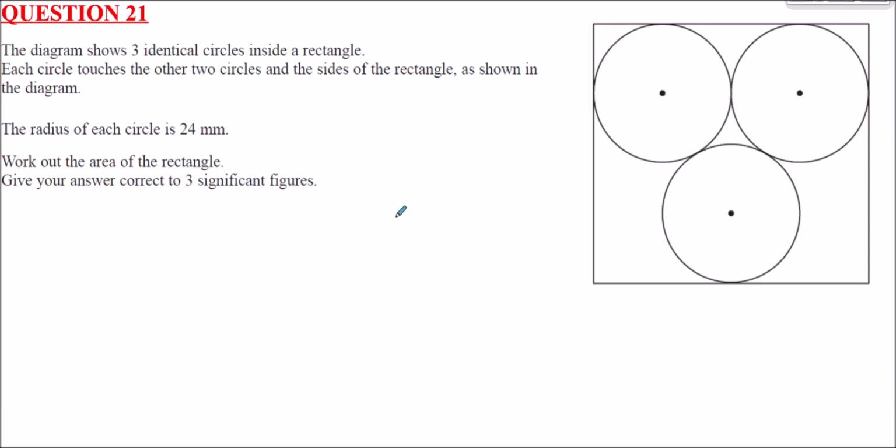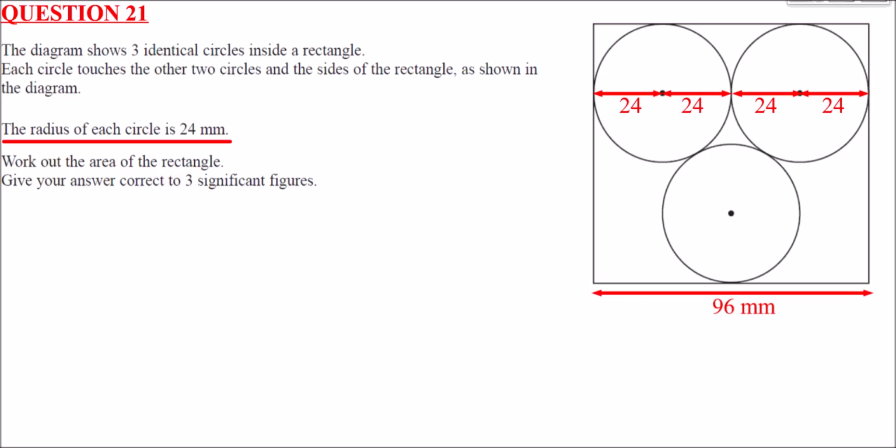So let's piece this together and add on the information as we can on this diagram. The main bit of information we're told is the radius of each one is 24 millimeters, and they're all identical. So we can label on these radii as follows. That's 24, that's 24, 24 and 24. So we know that the total length all the way across this rectangle will be 24 times 4, which will be 96.